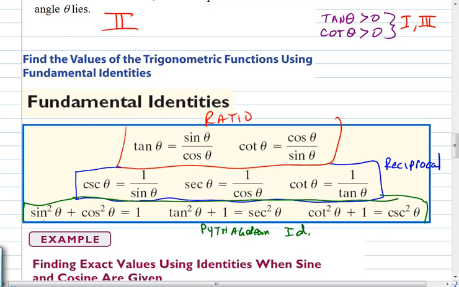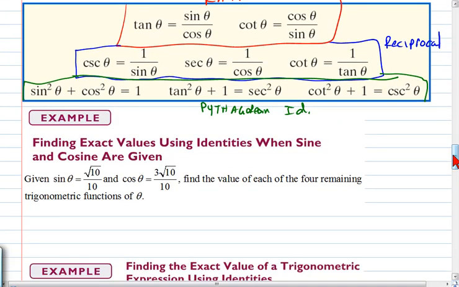Sine is y, cosine is x. X squared plus y squared equals 1 from the unit circle. But because they're dealing with squares and hypotenuses, if you drew a right triangle, they're called Pythagorean identities. These need to be committed to memory. We can use these identities now to find the exact values of any of the trig functions when sine and cosine are given. So here we're told sine theta is equal to the square root of 10 over 10.